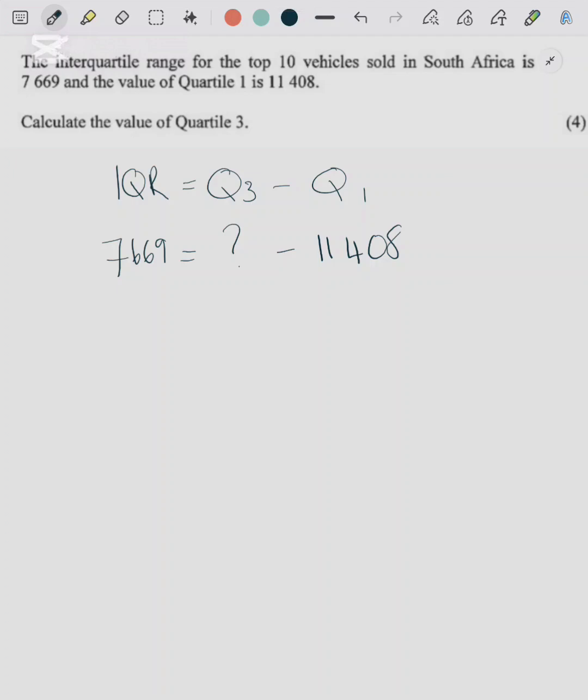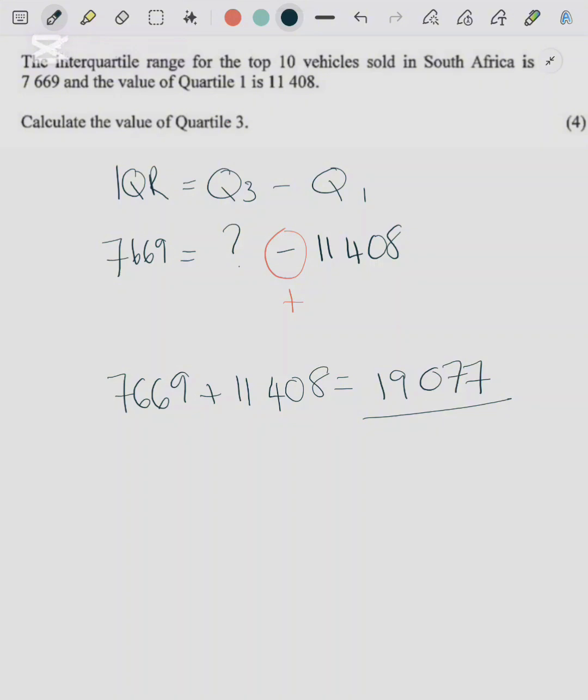Well, I work backwards. If this is subtraction, the opposite is going to be addition. So all I'm going to do is say, what is 7669 plus 11,408? And my answer will be 19,077.